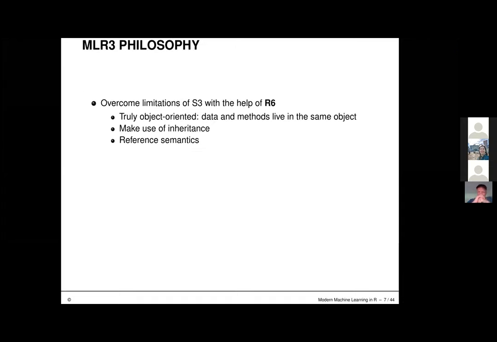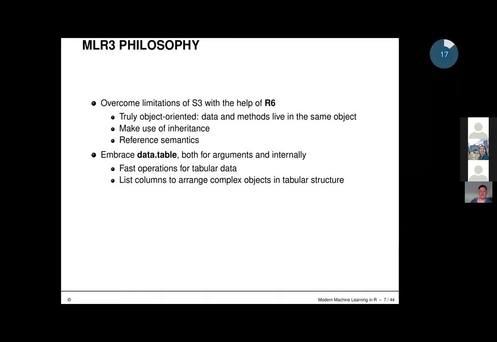Back to mlr3. When we started developing mlr3, we wrote down some stuff which we find important and what we have learned from the predecessor mlr. The previous package mlr used S3 as class system, and we felt kind of limited with this approach. So we really wanted to do object orientation, and so we switched to R6. This was the first thing we wanted to really accomplish.